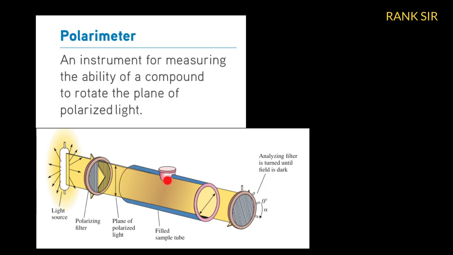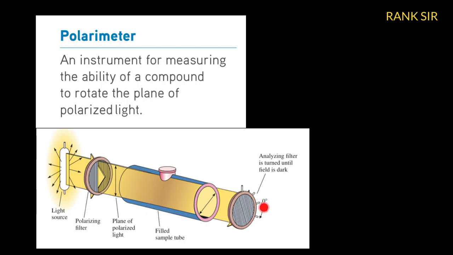This is a polarimeter tube. This is filled with a sample having the organic compound. It decides whether it is chiral or achiral. How does it decide? If the rotation is zero, it means it has not rotated the plane polarized light. That is called achiral, or maybe meso or racemic mixture.